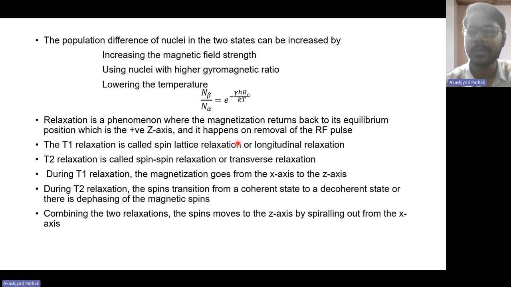And once this RF pulse is removed, they will lose this coherence, and they will start dephasing out, and they will move to the positive Z direction. Right. So that time, that is called the T2 relaxation.